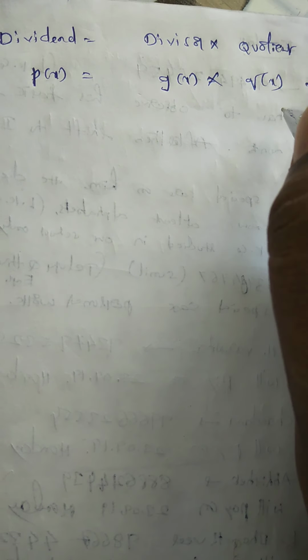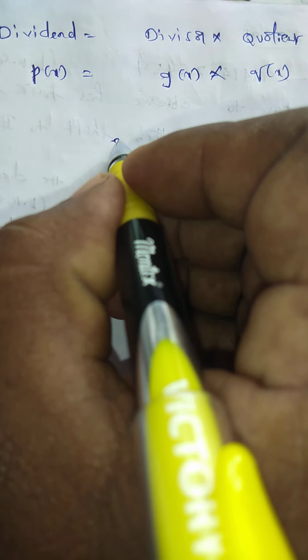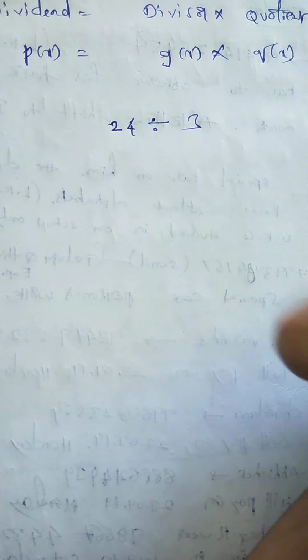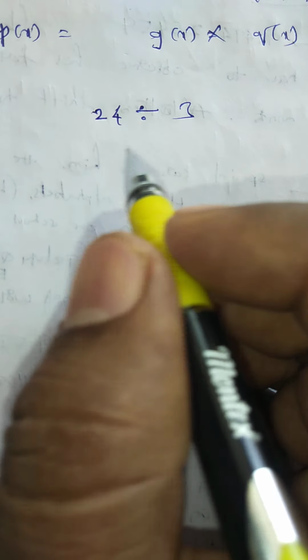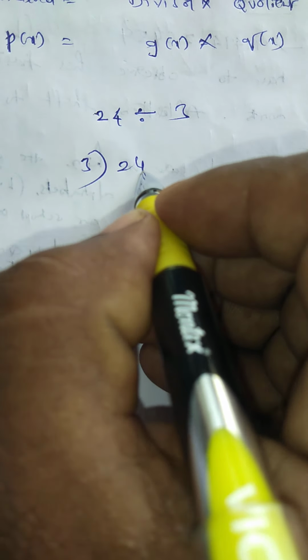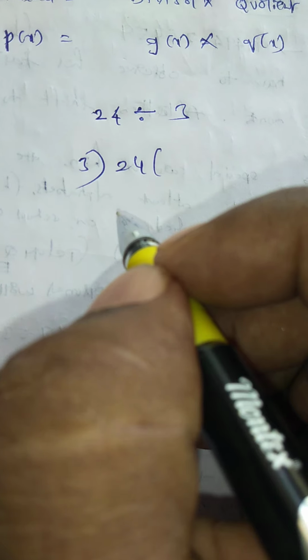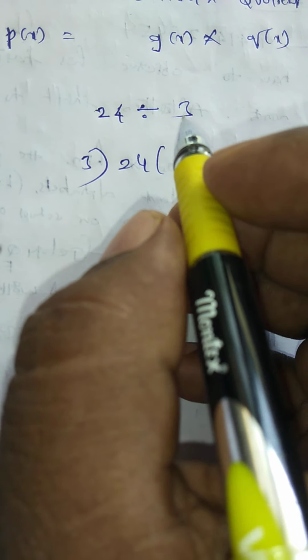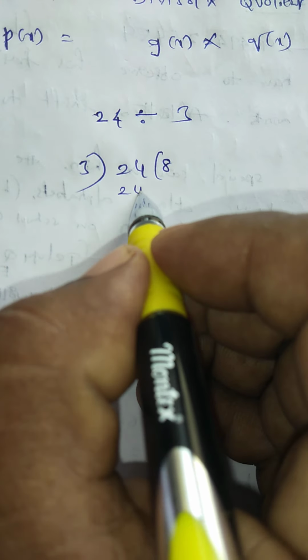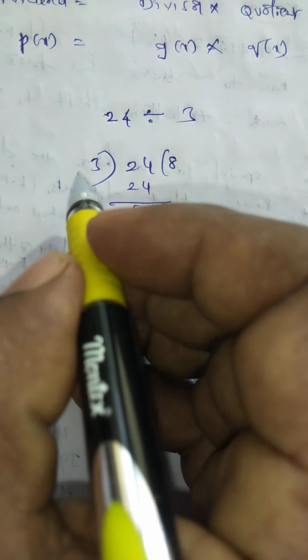Once we have to check with our regular division. We can take for example 24 divided by 3. Do you know the division? Like that we can do. 3 is the divisor, 24 is the dividend. Now you can observe here: 3 eights are 24, and we got the remainder 0.